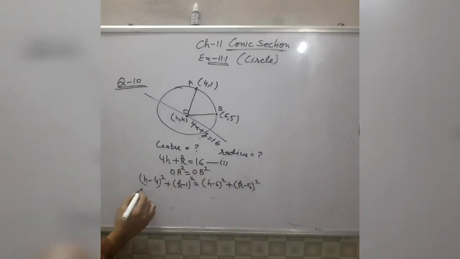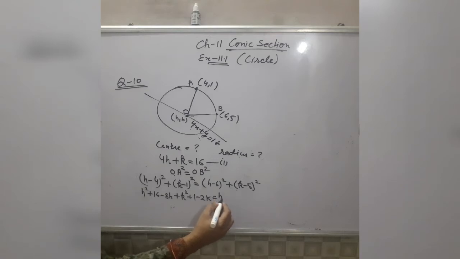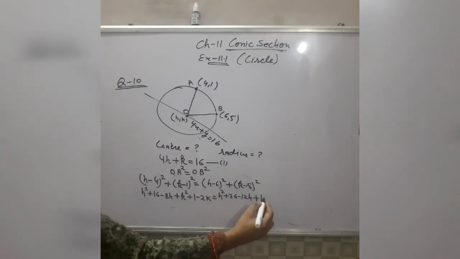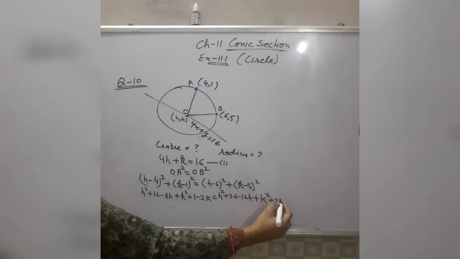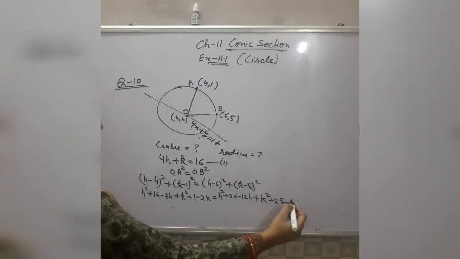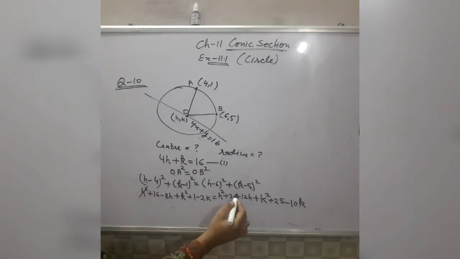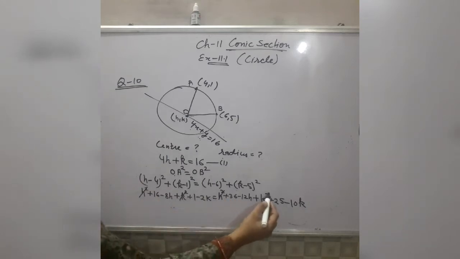Now simplify this result. You will get h^2 + 16 - 8h by using the (a - b)^2 identity, k^2 + 1 - 2k. This is equal to h^2 + 36 - 12h + k^2 + 25 - 10k. Now h^2 is cancelled with h^2, k^2 is cancelled.